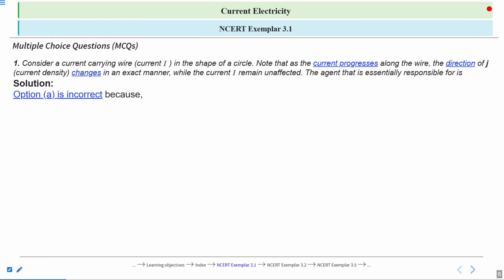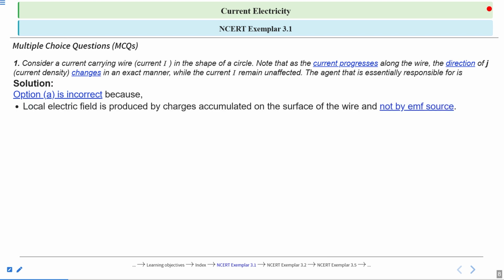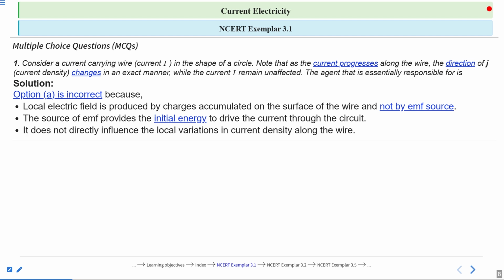So option A is incorrect, because the local electric field is produced by charges accumulated on the surface of the wire, not by the EMF source. Okay, so the direction of current density is changing due to local electric fields, not by the EMF source. The source of EMF provides the initial energy to drive the current through the circuit. So it will provide the initial energy to the flow of current. It will not result in local deviations of the path of the current. It does not directly influence the local variation in the current density along the wire.